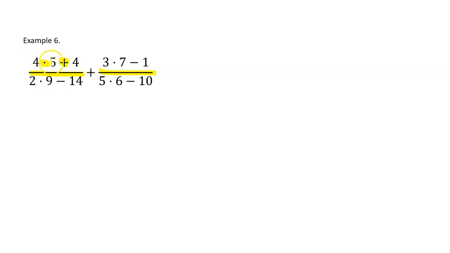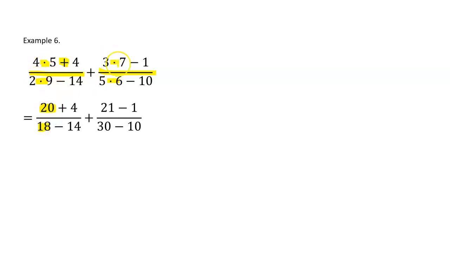So we need to do 4 times 5 first, which gives us 20. Same thing with the bottom. We have to do this multiplication first, and this multiplication first, and this multiplication first. So in our first step, we're going to work out all the multiplications. So we got 4 times 5 is 20, 2 times 9 is 18, 3 times 7 is 21, and 5 times 6 is 30. So we did all the multiplications.